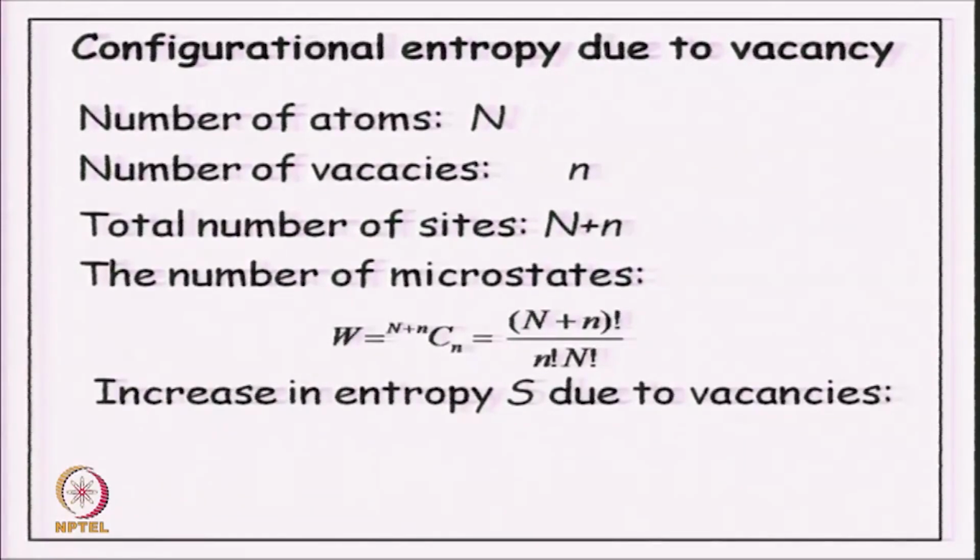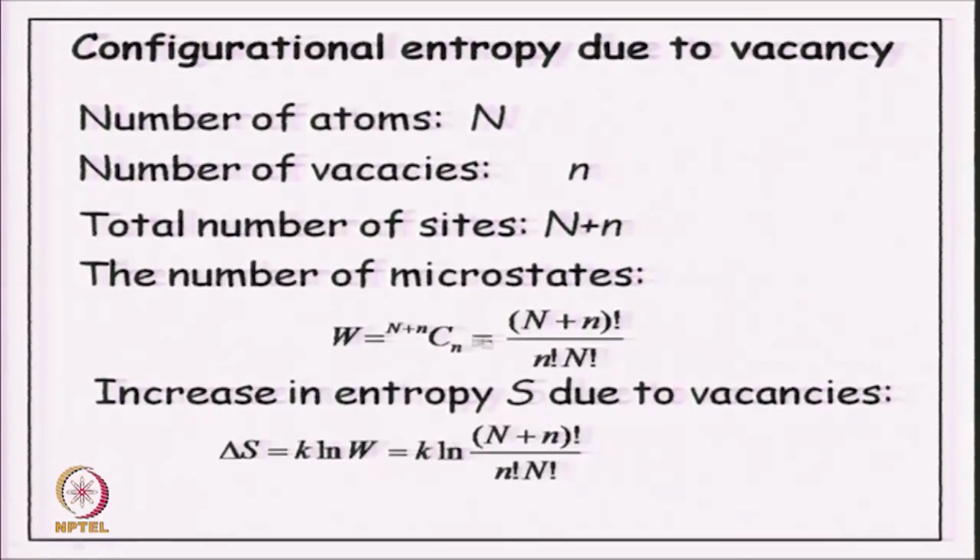Now, according to the Boltzmann expression, the entropy due to the introduction of these little n vacancies in the crystal will be given by the formula delta S is equal to k log W. So, this will be the increase in entropy of the crystal due to the introduction of vacancies. So, I replace the value of W as we have just calculated into this, and then expand the logarithm to get this final expression.